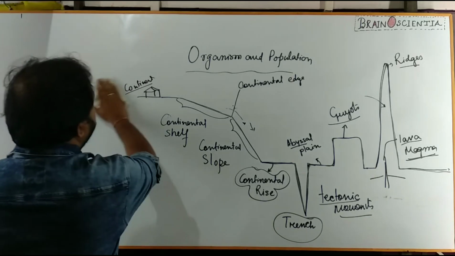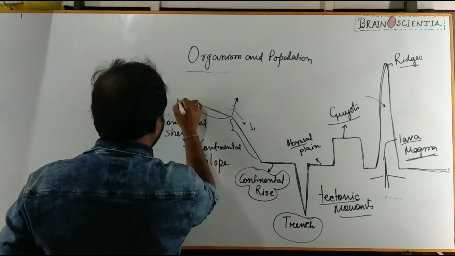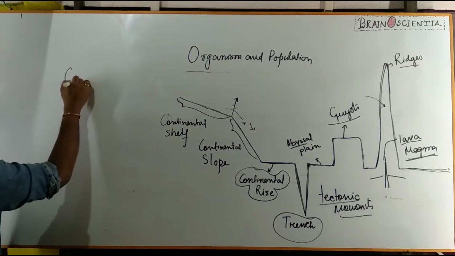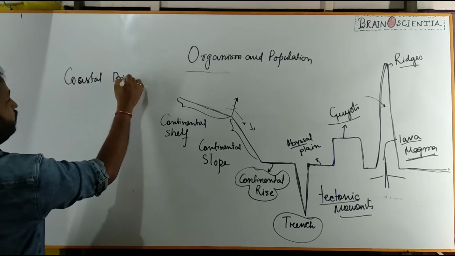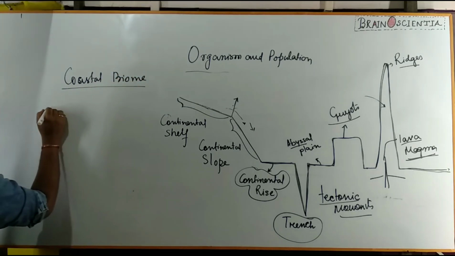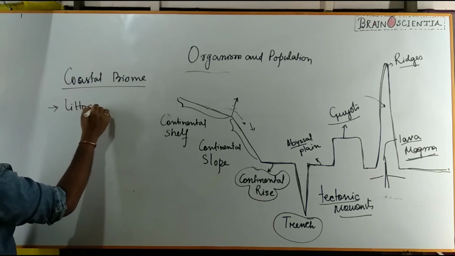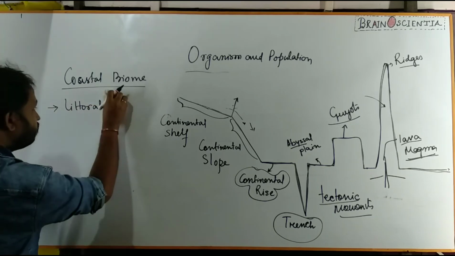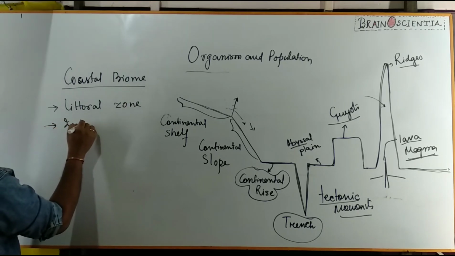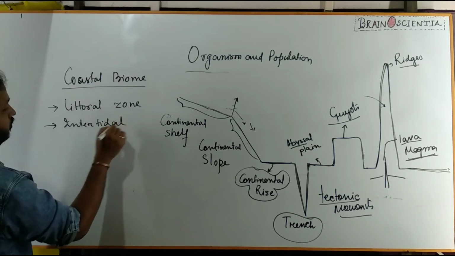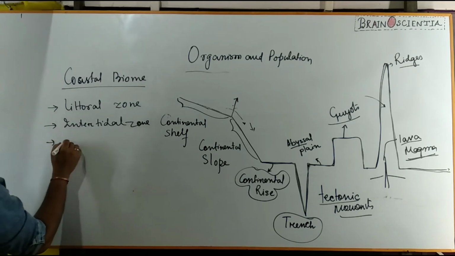Okay, I move to the coastal part. I'm not erasing the full picture because it will be problematic. So you see the coastal part, that is the coastal biome first. Then we move to the ocean biome. The coastal biome is mainly divided into three parts. It is called the littoral zone, then it is followed by the intertidal zone, the second zone. Or another zone is the neritic zone.